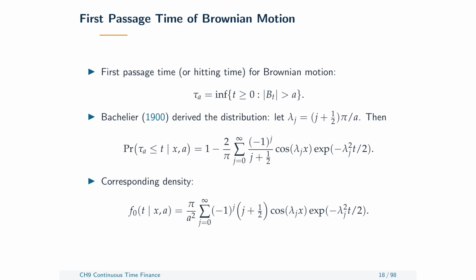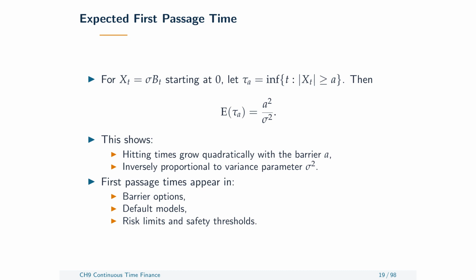For a two-sided boundary, define tau A as the first time the absolute value of Brownian motion exceeds a positive threshold A. The distribution can be expressed through an infinite series that depends on the starting point, threshold, and horizon. The formula is less important here than the principle. Crossing becomes more likely as the horizon grows, and less likely as the boundary moves farther from the starting point.